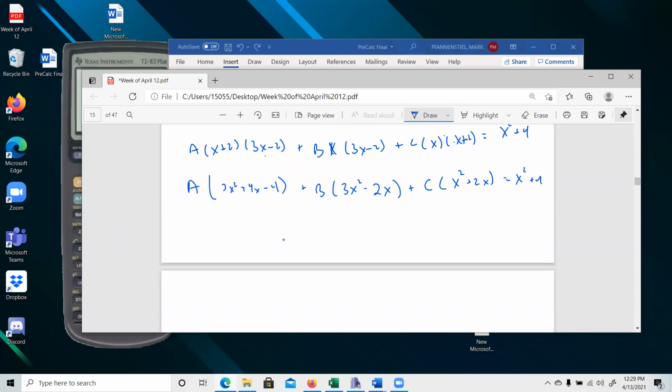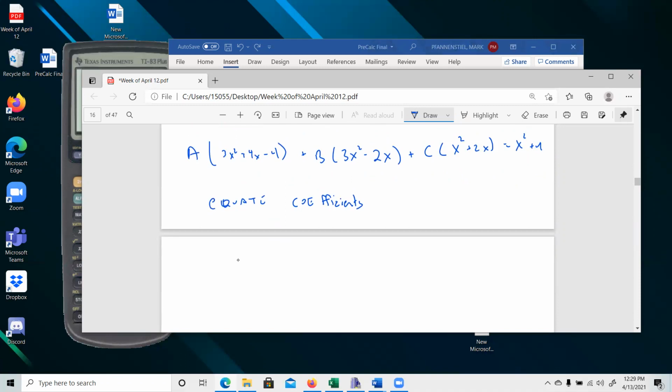Okay, now what we're going to do is we're going to equate coefficients. Okay, I'm going to pull all the x squared stuff together. We're going to have a 3A. We're going to have a 3B. We're going to have a C. Okay, because the coefficient here was a 1, it was 3, it was 3. And this is going to be equal to 1.